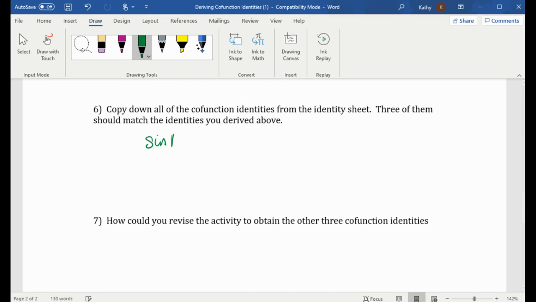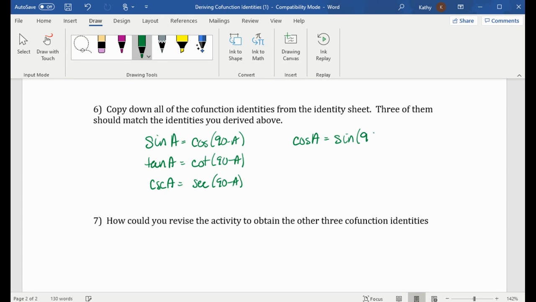We have sine of A equals cosine of 90 minus A. And the next one we had was tangent of A is equal to cotangent of 90 minus A. And finally, the cosecant of A is equal to the secant of 90 minus A. Those are the three we just derived. Well, what about our other three functions? What about cosine of A? Similarly, cosine of A, its cofunction is sine of 90 minus A.